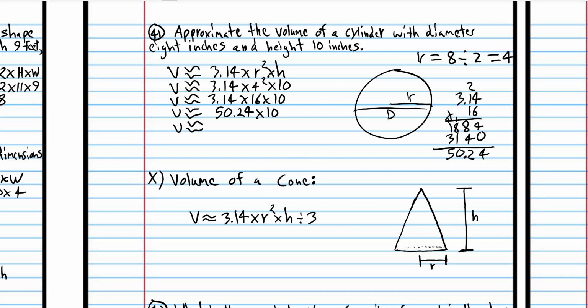And now we're multiplying 50.24 times 10. There's good news. If you multiply a number by 10, all you do is just move that decimal one place over. So that would be 502.4. And it's volume, so it would be cubic inches.